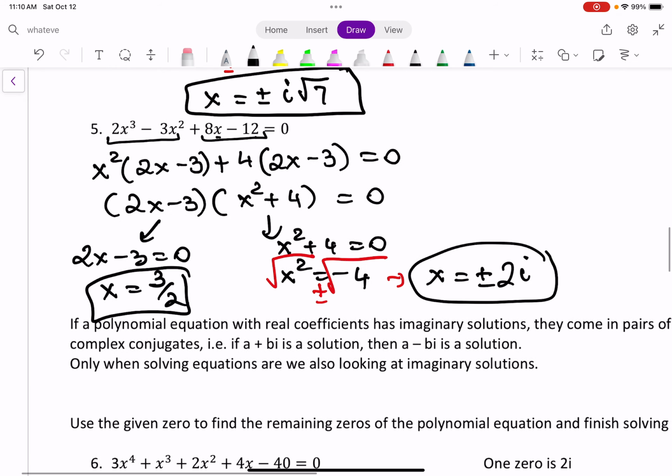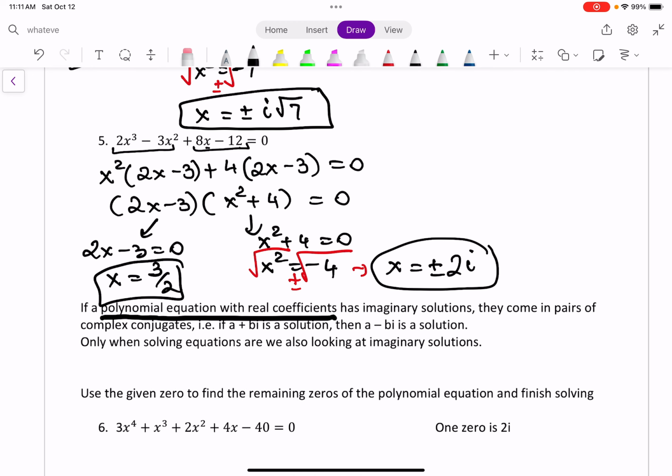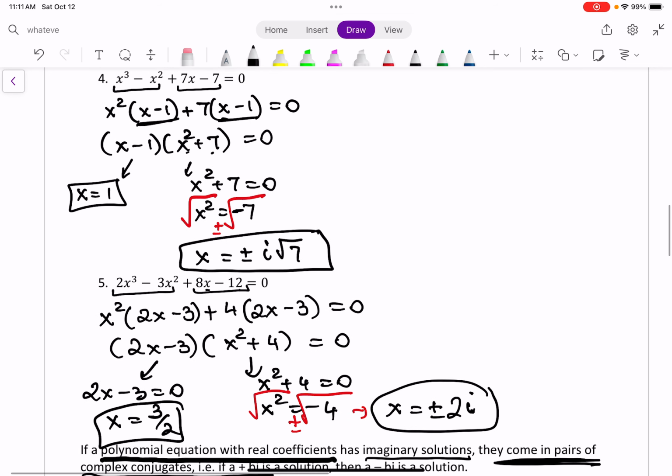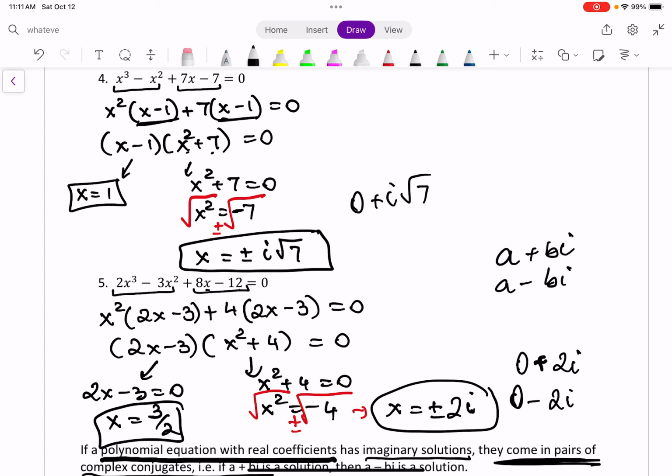As a matter of fact, if a polynomial equation has real coefficients, so you're not going to see i's to begin with, and it has imaginary solutions, then they always come in pairs of complex conjugates. So in other words, you're never going to get just one imaginary solution. You always do get 2. The 2 answers are always going to be some a plus bi and some a minus bi. In this case, it's 0 plus 2i and 0 minus 2i, or 0 plus i radical 7 and 0 minus i radical 7. There is no real part in either one of these. So the point is you always get them in pairs.